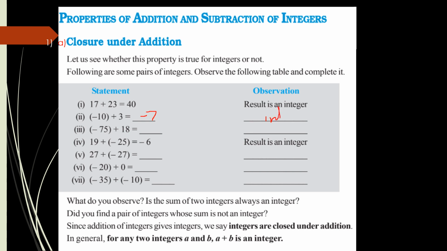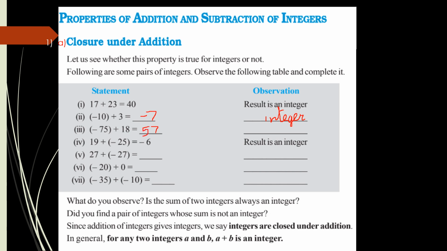You have to write in your textbook like this. The next one, minus 75 plus 18. One negative number, one positive number, again you have to subtract. So subtract yourself and check. 75 minus 18. So 5 is smaller than 8, so you have to borrow. 15 minus 8, that is 7. Here 6, 6 minus 1, that is 5, right?